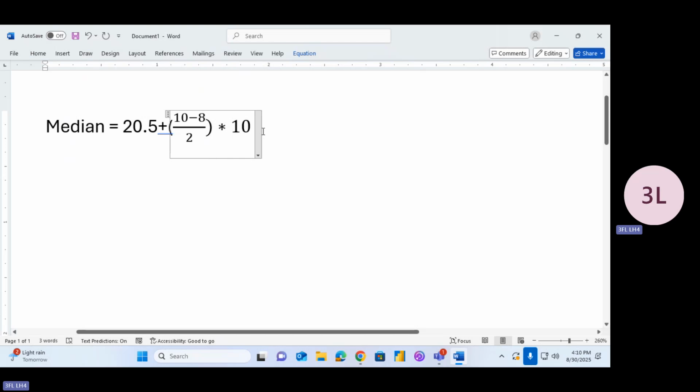Okay, then what is the median value here? 10 minus 8, 2. 2 divided by 2, 1. 1 into 10, 10. Then 20 plus 10. What is the answer? 30.5. This is the median value.